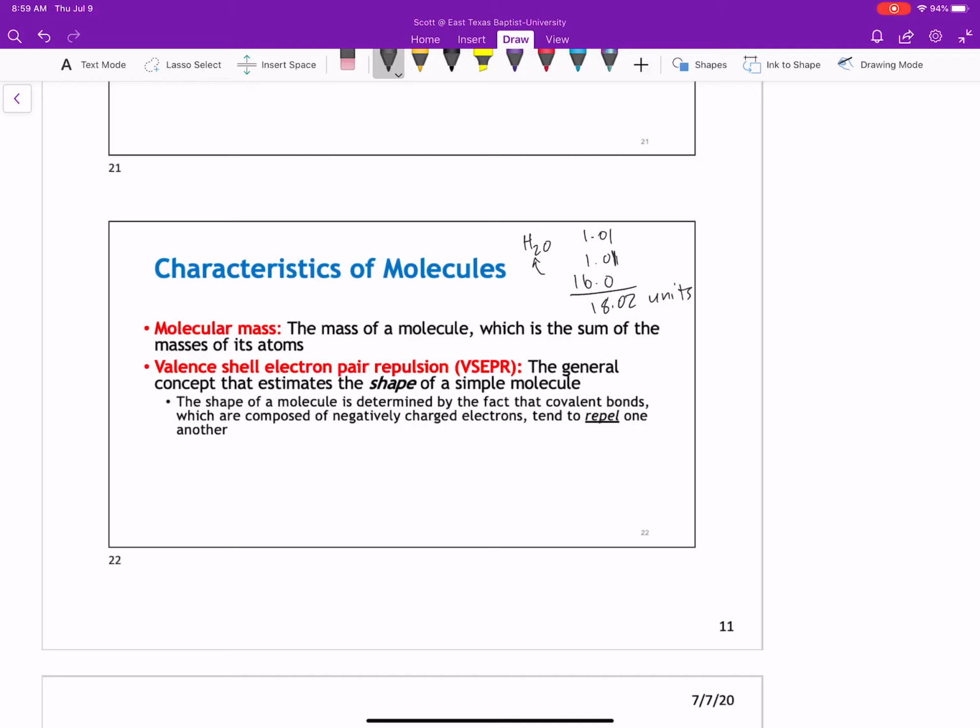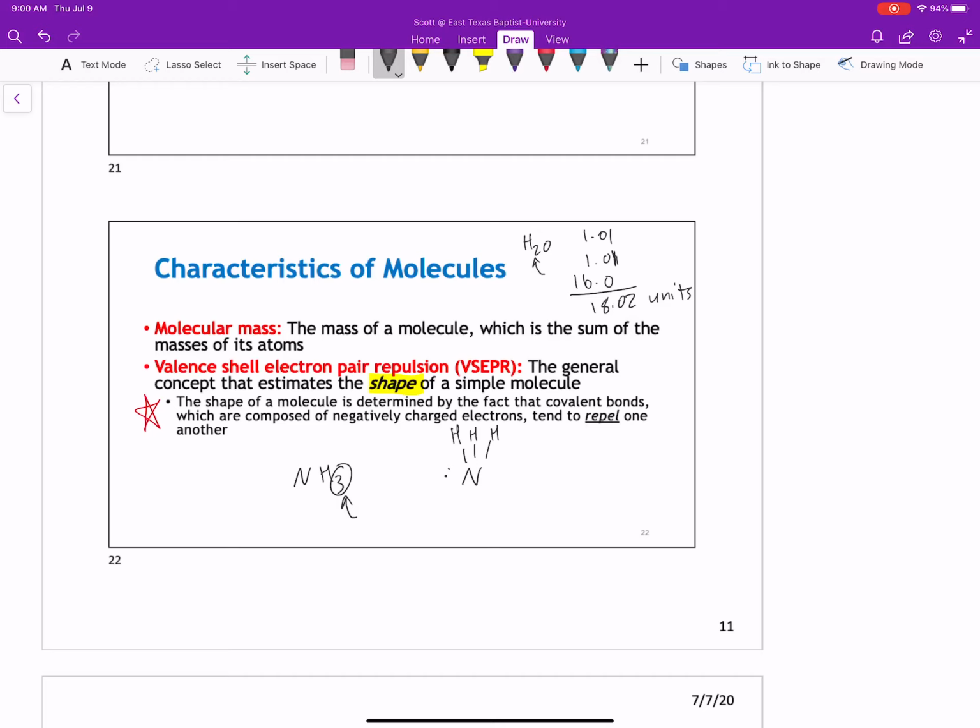Valence shell electron pair repulsion, VSEPR, is the general concept that estimates the shape of a simple molecule. So we're talking about the shape, and it's based on the idea that electrons tend to repel each other because they are negatively charged. Now consider this example. Let's say I had NH3, which is a molecule known as ammonia, but I wanted to represent how it might look in solution, because we know that there's no such thing as a subscript in solution. There's no 3 hanging out in the beaker or flask. Instead, it takes on a particular shape, and I would say that this is the wrong shape, and I'll tell you why I think that.